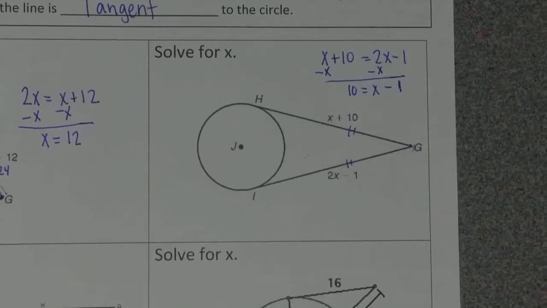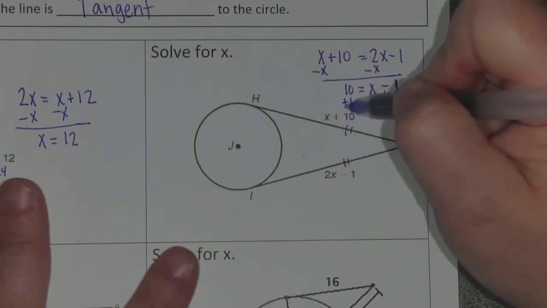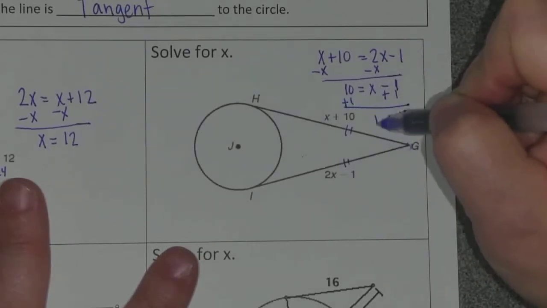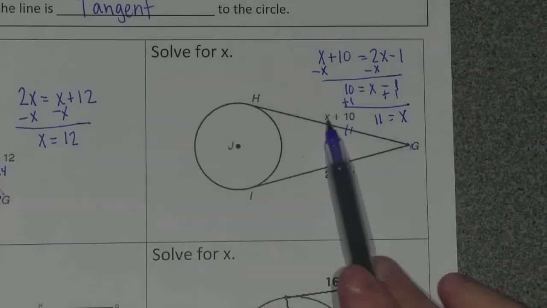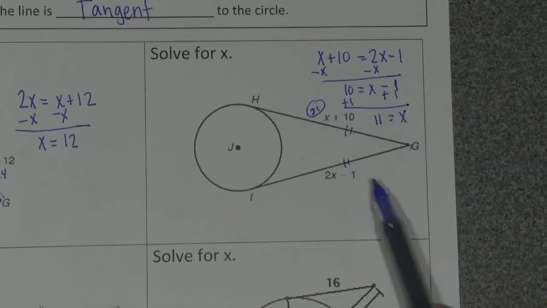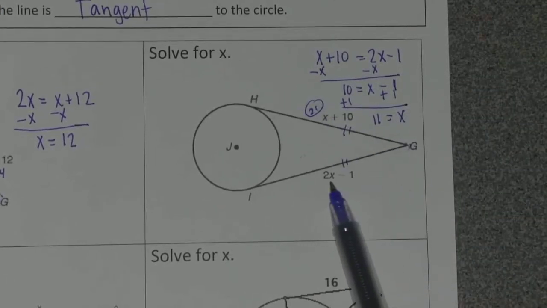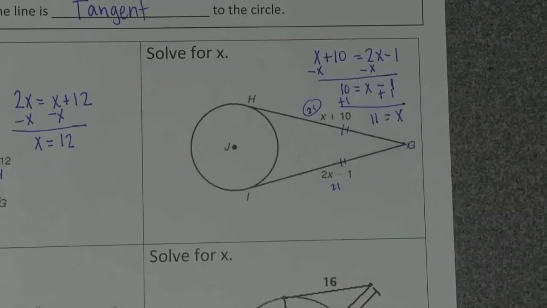How do I get x by itself? Add the 1, and x is going to be 11. Again, if you want to check your work and see if you did it correctly, you're going to put 11 in over here. 11 plus 10 is 21. And then 2 times 11 is 22. 22 minus 1 is 21. So they equaled each other. We know we did our math correctly. Questions on that rule? That's pretty easy, right?